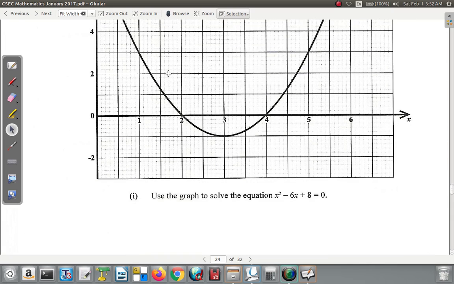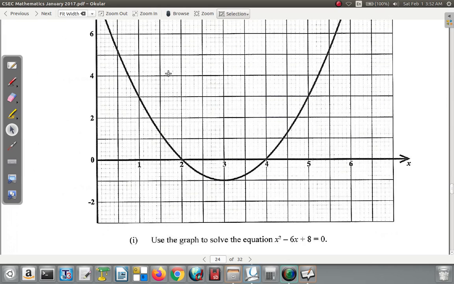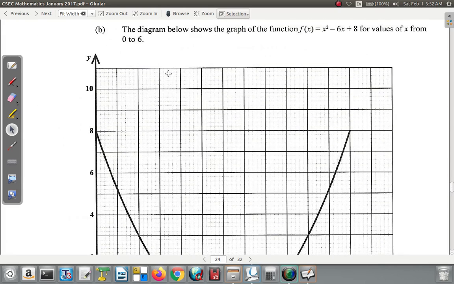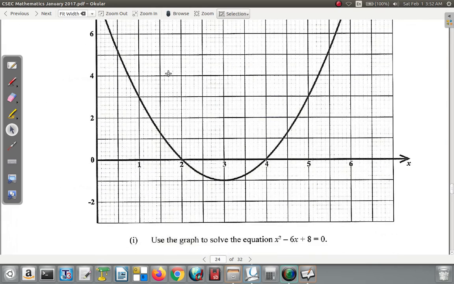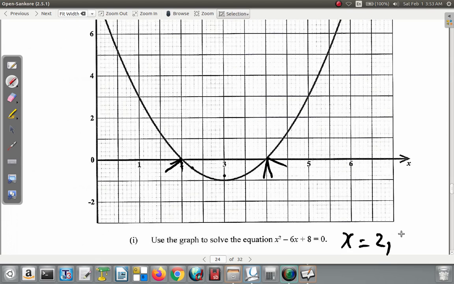Use the graph to solve the equation x squared minus 6x plus 8 equals 0. Alright, the solutions here would appear where the graph cuts the x-axis, where the curve cuts the x-axis. That would be right here and right here. So you say x is equal to 2 and x is equal to 4. So those are where the graph cuts it.